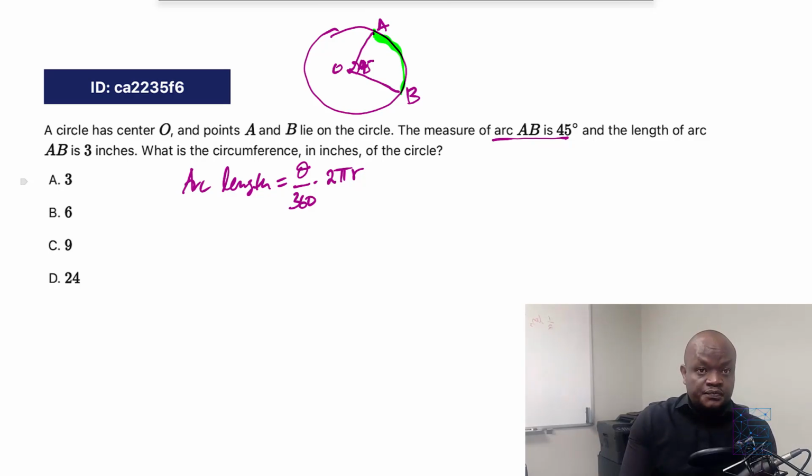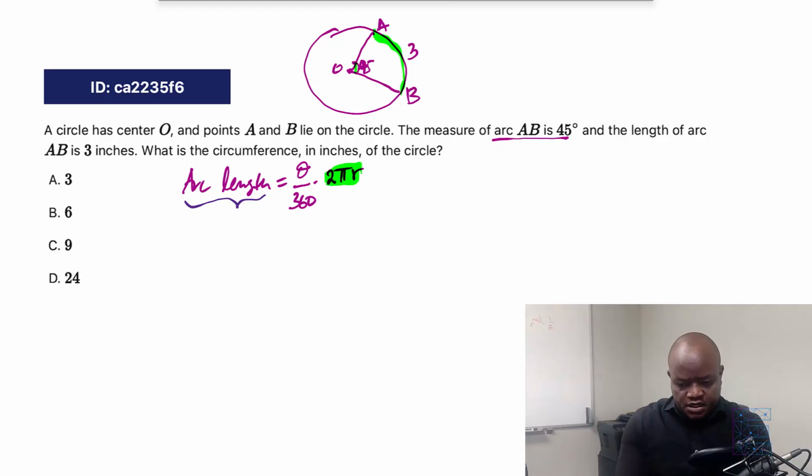Now, if you recall, if you know the degree measure of the arc, it is always the same as the central angle. So that's why I'm saying angle AOB is also 45 degrees. Now, we are also told that the length of that arc is 3. So in this instance, we know the arc length, so we're going to plug in 3 for the arc length. We know theta, that's the 45, and all we're doing is finding the circumference of the entire circle. To remind you, the circumference is 2 pi r, so we really want to solve for 2 pi r.